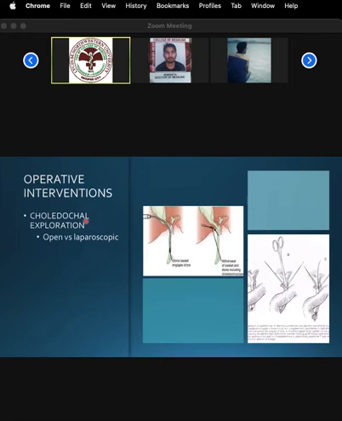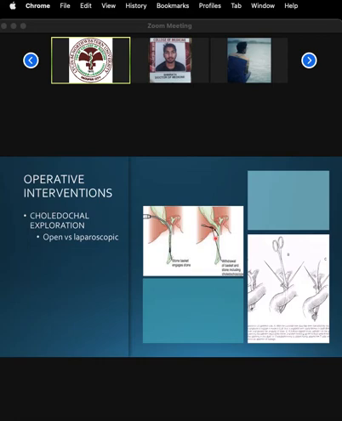Then your choledochotomy or choledochal exploration. As I've said, we do it blindly. It's either we do it by open method or laparoscopic method. And it's done if there are palpable stones or identified stones inside the CBD. That's why before doing this, we have to assess the CBD either by palpation or by doing your intraoperative cholangiography.